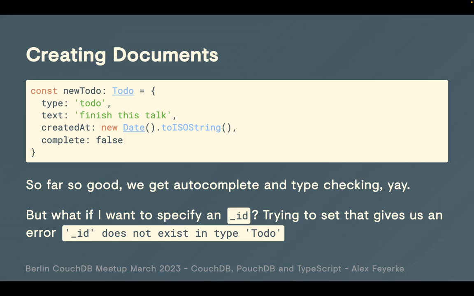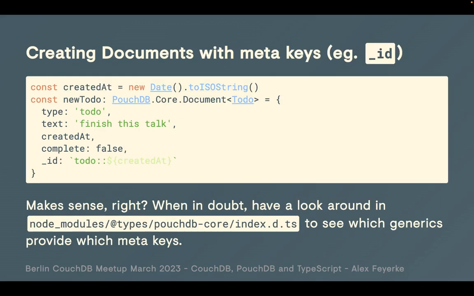Thankfully there are a bunch of useful generic types in PouchDB core, so let's use one. We're using PouchDB core document as the generic and passing it the to-do type. And now that does have an _id key that we can set. And this makes sense, right? If the to-do is existing strictly outside of CouchDB, then its type should not know about CouchDB internals.